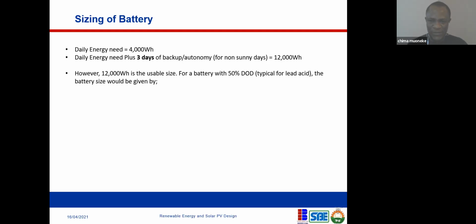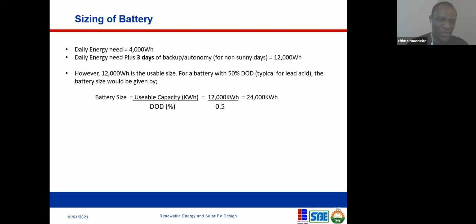Typically for lead acid battery, it is 50%, like I said. So the battery size will be the usable capacity in terms of watt hour divided by the depth of discharge in percentage. In our own design, the usable capacity that we want to get from this battery is 12,000 kilowatts hour. Sorry, that should be watt hour.